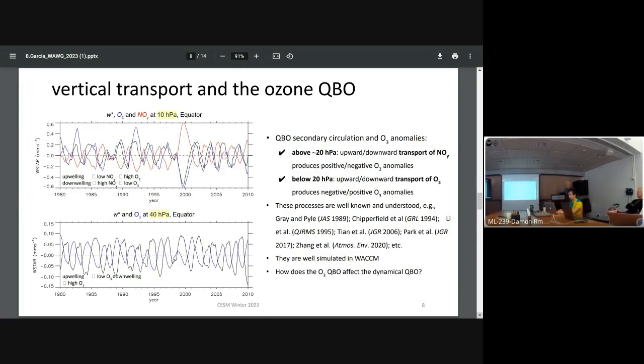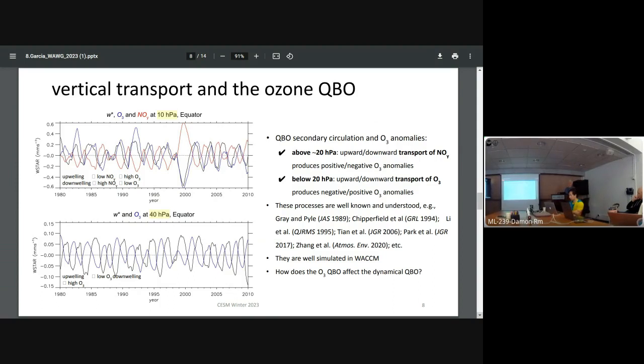Well, I'm just going to go through this very quickly, but it's very well known that essentially it's driven by zonal mean advection of ozone in the lower stratosphere and NOx, excuse me, in the upper stratosphere, which is affecting ozone chemically. So the idea is in the upper stratosphere, above about 20 hectopascals, ozone is photochemically controlled, so it's not going to respond directly to advection, but it is going to respond to the advection of NOx, which in turn affects the loss rates of ozone. So in the upper stratosphere, whenever you have upwelling, you have high ozone because you have low NOx.